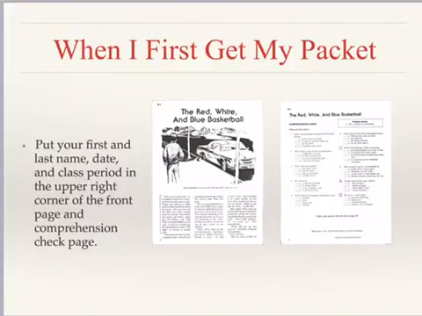You need to put your first name, last name, date, and class period in the upper right corner of the front page, right there, and the comprehension check page. That will be the last page. There's a story on the back of this. You don't need to put your name there because it's already on the front here, and this is a separate piece of paper, so it needs to be there just in case those two become separated.